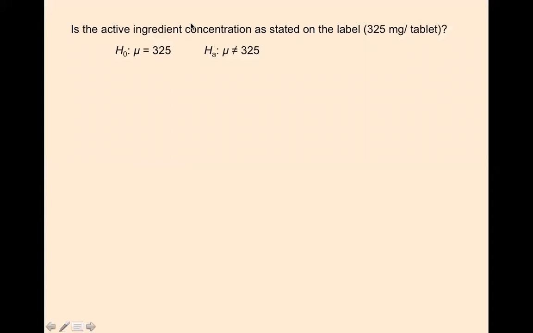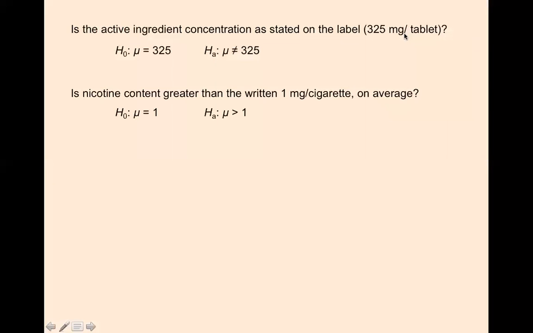I can't read this one because there's a bar in the way here. There's an active ingredient. Okay, so that's just another example. I have found that the students have a hard time setting up H naught and HA, and so I put in these slides to give you a lot of examples. So in this case, is the active ingredient concentration as stated on the label? What it states on the label is 325 milligrams per tablespoon.